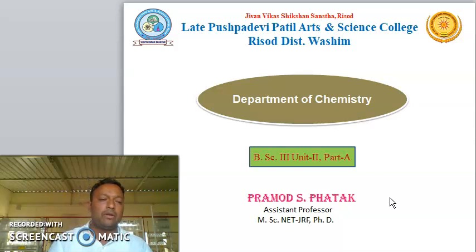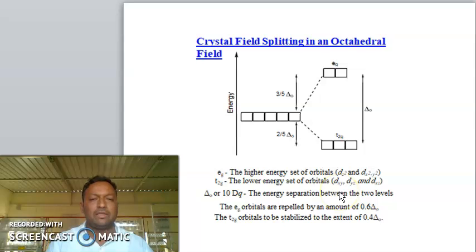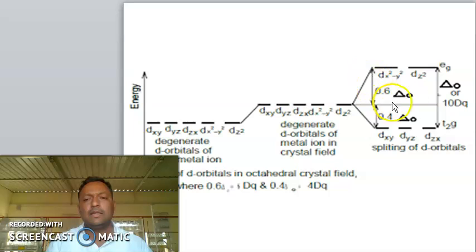Here we have continued with your unit second, from unit second part A, that is crystal field theory. In the last lecture we have seen the crystal field splitting in an octahedral field and discussed the Δ octahedral value and the splitting into T2g and Eg. Okay, and we discussed the orbitals of Eg and T2g.